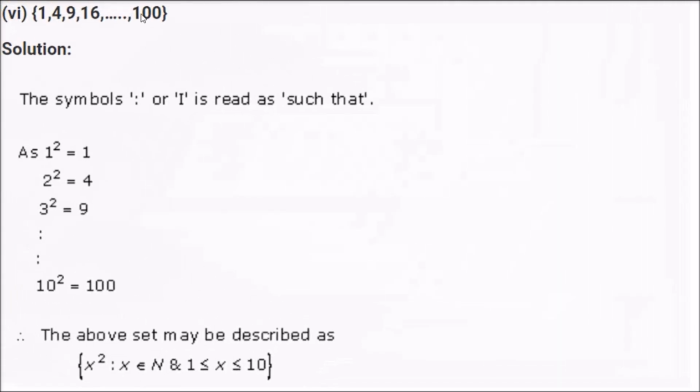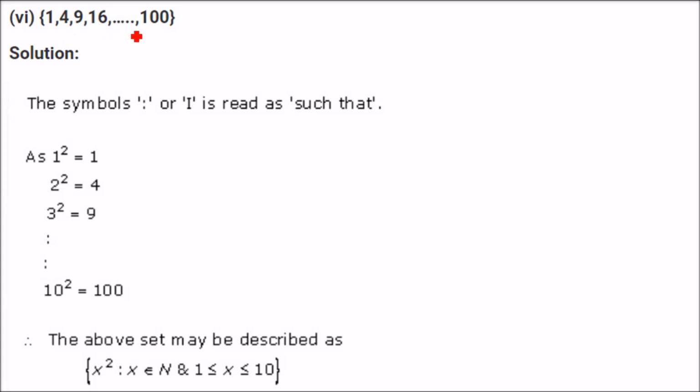1, 4, 9, 16 till 100. And if you see closely, these are all the squares. 1 square is 1, 2 square is 4, 3 square is 9, and 4 square is 16, like this. So it goes up to 10 square. So these are 1 to 10 natural numbers. These are nothing but 1 to 10 natural numbers.